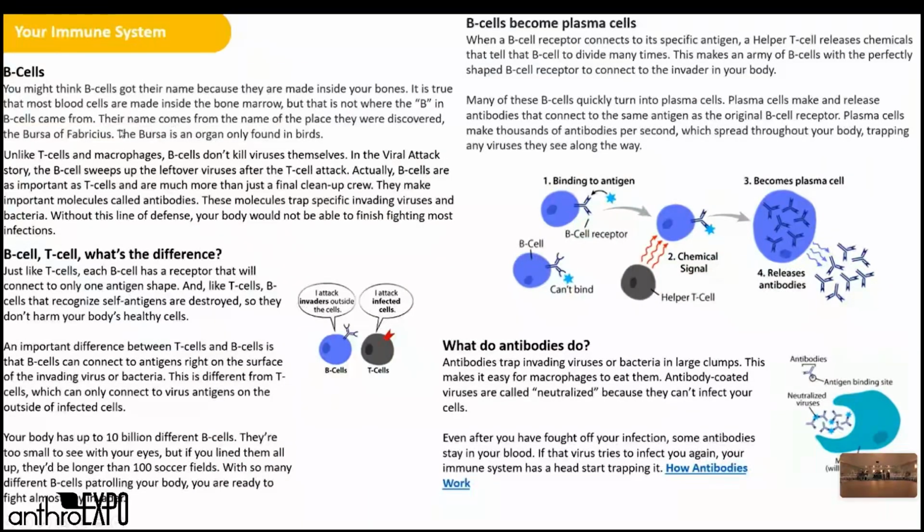So B cells. Interesting thing about B cells, you think that they probably got their name because they're made inside your bones. While it's true that most blood cells are made inside the bone marrow, that's not where the B comes from. It actually comes from bursa. And bursa is an organ found in birds. It's really interesting, the whole story behind these.